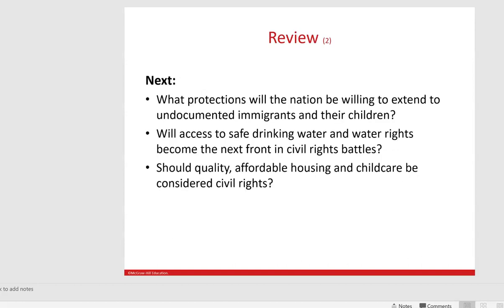What protections will the nation be willing to extend to undocumented immigrants and their children? Will access to safe drinking water and water rights become the next front in the civil rights battles? And should quality, affordable housing and childcare be considered a civil right?